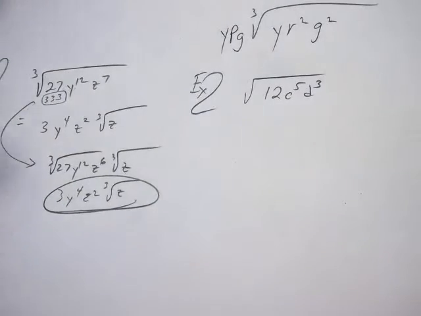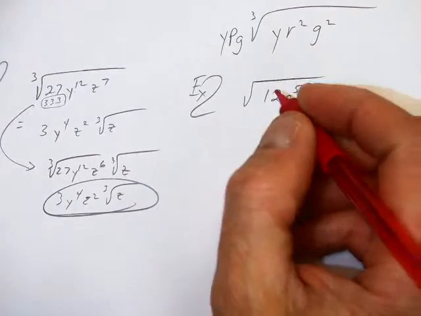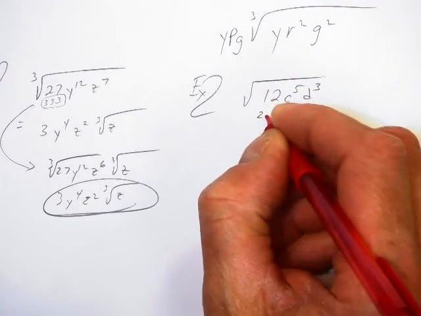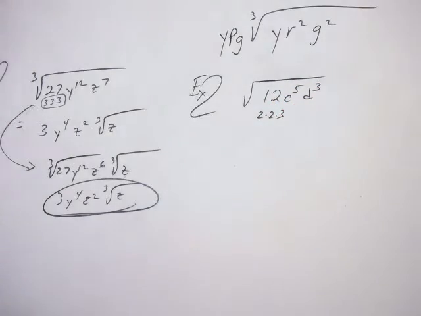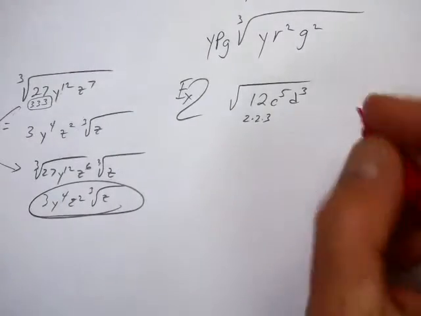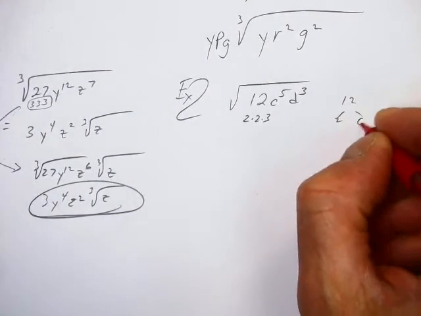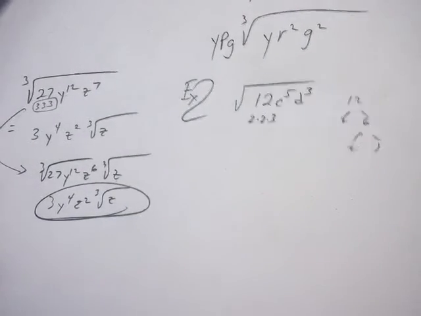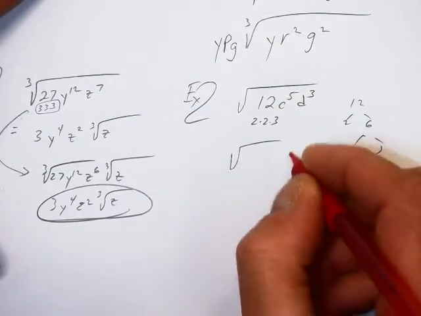Okay? So now, this is where it might be helpful to see what the 12 is made up of. If you want to find the prime factorization of 12, not a bad idea. It's 2 times 2 times 3. How can we figure that out? We can do a factor tree. 12, 2 and 6, 2 and 3. It's 2 times 2 times 3. Okay? So now let's split them up.